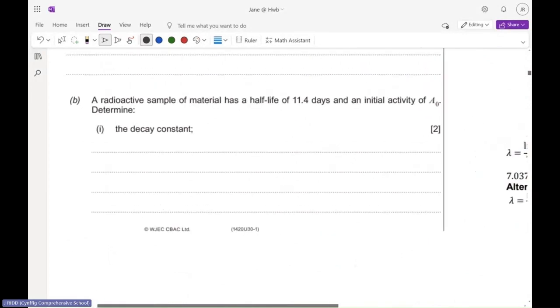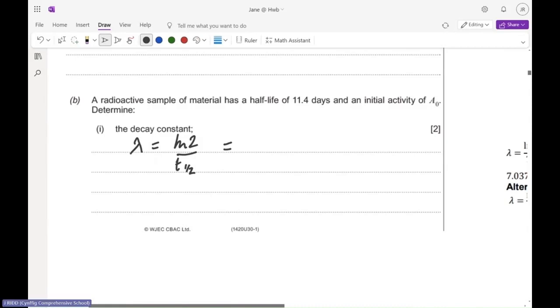So, a radioactive sample of material has a half-life of 11.4 days and an initial activity A0. Determine the decay constant. Now, to determine the decay constant, we'll use this relationship: lambda is equal to ln2 over T half. Incidentally, you may need to derive this relationship. That's another question for another time, but something to be aware of.